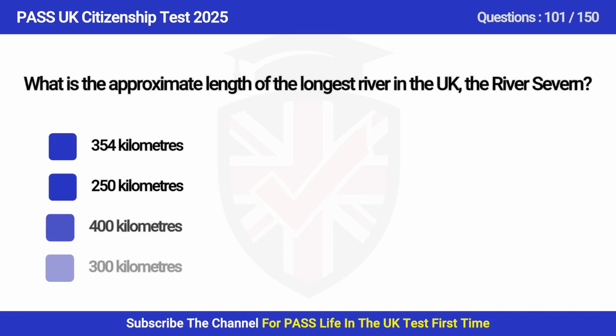Question 101. What is the approximate length of the longest river, the River Severn? A. 354 kilometers, B. 250 kilometers, C. 400 kilometers, D. 300 kilometers.